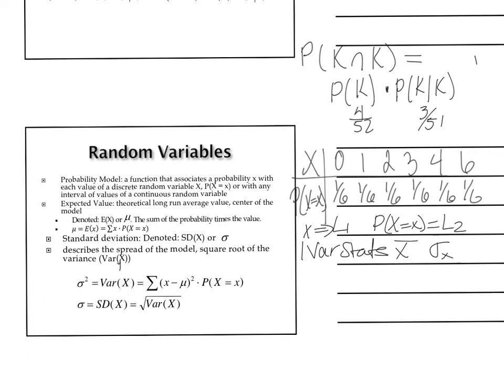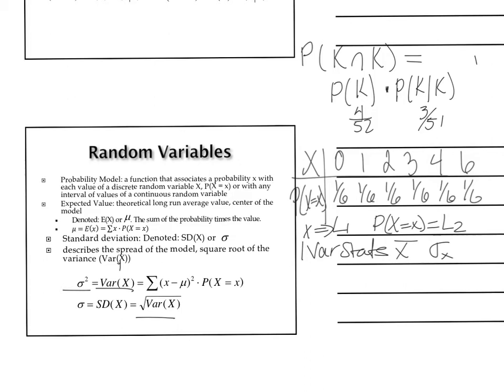So remember, the standard deviation describes how spread out the model is. You're not going to earn that expected value every time. It's going to vary. Sometimes you'll win a lot, sometimes you'll get very little. And so that standard deviation describes how much you expect that to spread out. One thing we need to remember is that the standard deviation is the square root of the variance, or the variance is the standard deviation squared.